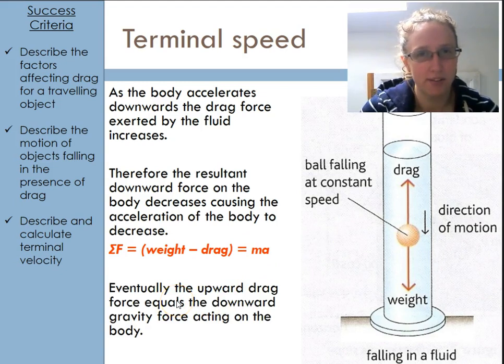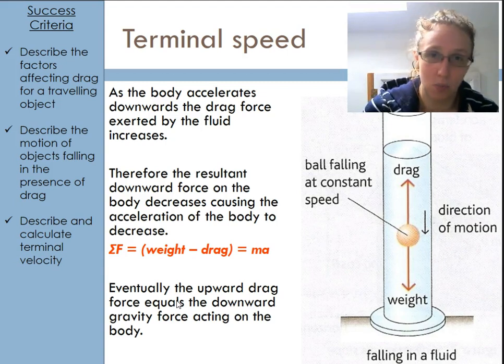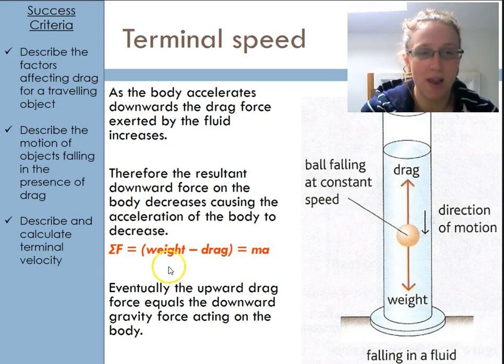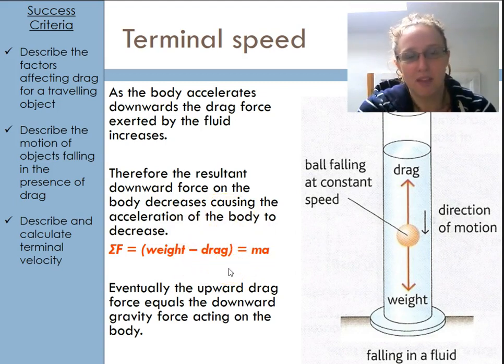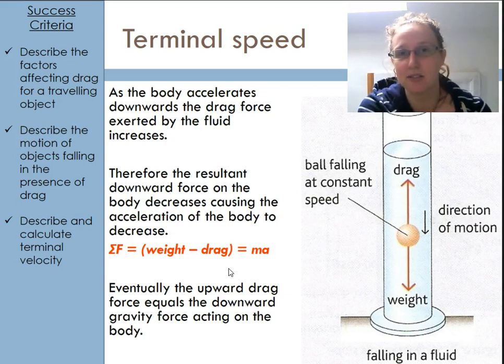Eventually, once it's been going for long enough, the upward drag is going to end up being equal to the downward weight. Now once that happens, if the weight and the drag are equal to each other, I end up with no resultant force, so I no longer experience any acceleration. So the downward force is going to be the same as the upward drag, so my object that's falling is no longer getting faster.